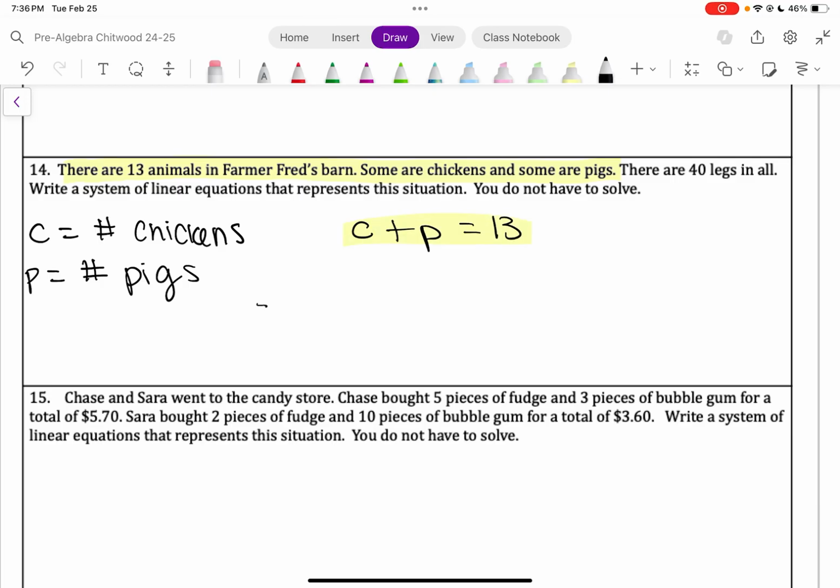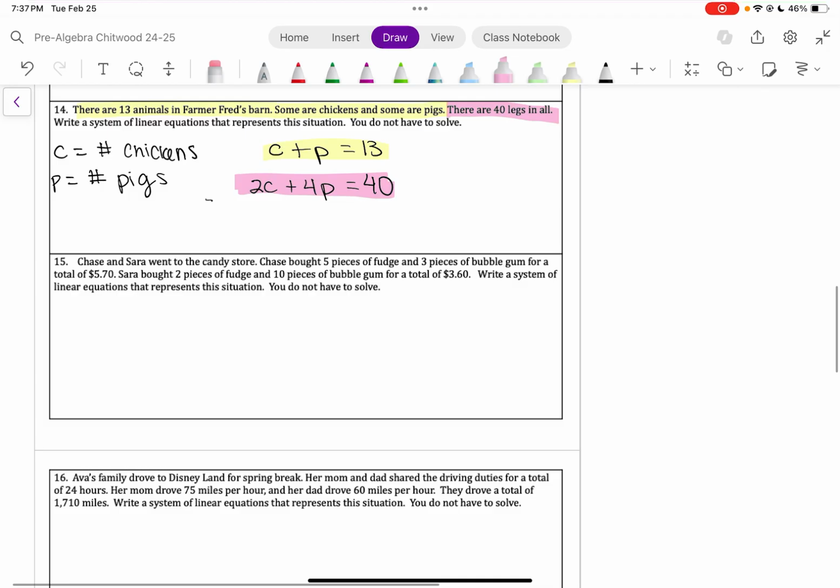Now I know that there's 40 legs in total. So that means the legs of the chickens and the legs of the pigs add up to 40. Now it doesn't tell you this, but think. A chicken has 2 legs, so 2 legs per chicken. A pig has 4 legs, 4 legs per pig. And in total there's 40 legs, so equals 40. And I got this from right here. That's our second linear equation. That's our systems of equations.